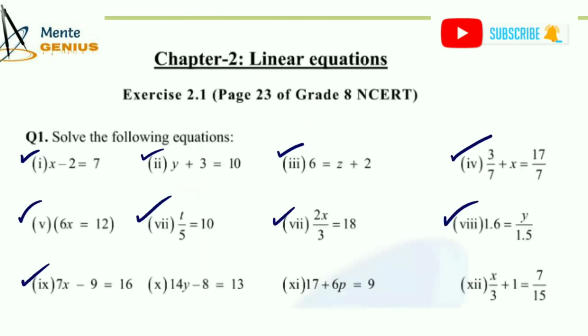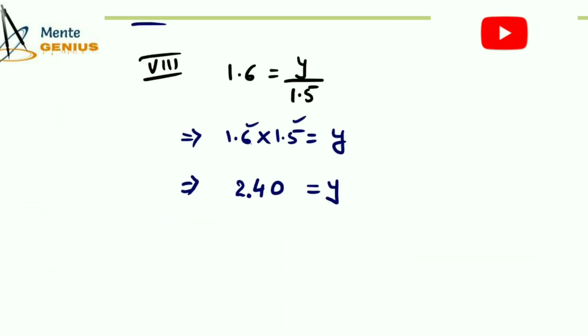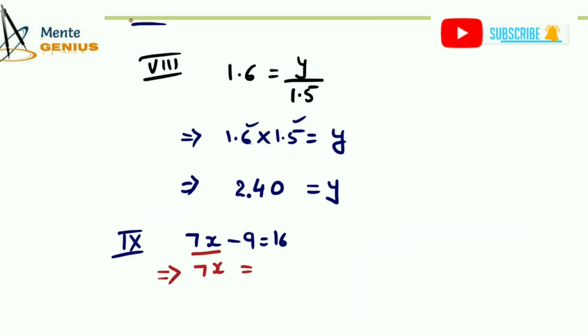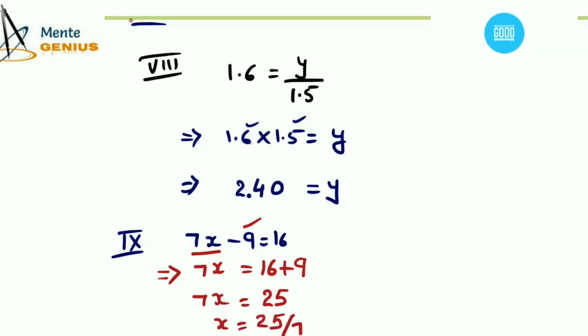Question. Without wasting any time, 7x minus 9 is equal to 16. This is so simple, you can do it. Move this minus 9, it will be converted to positive 9. So 7x will be equal to 25. So x will be equal to 25 by 7, which is the value for x.